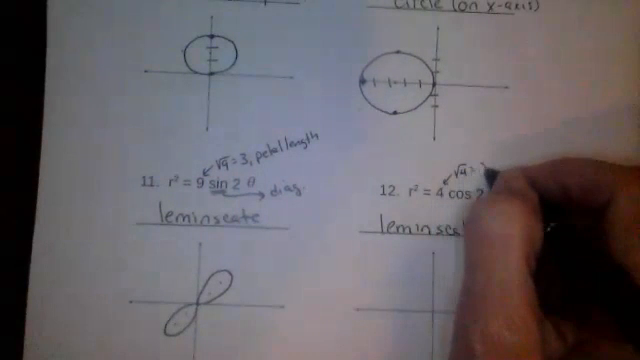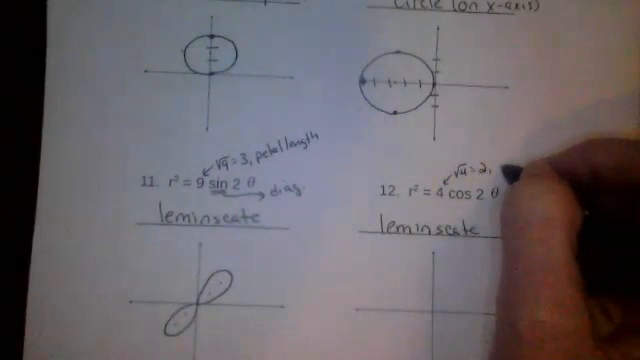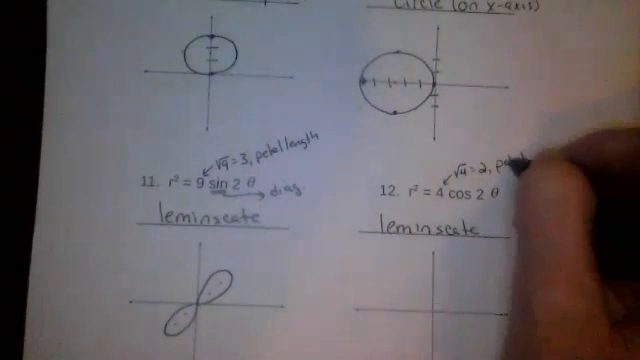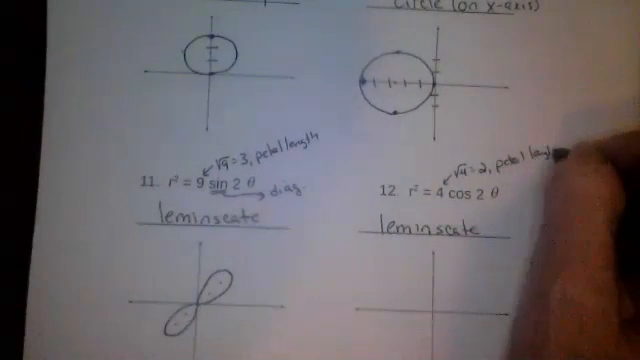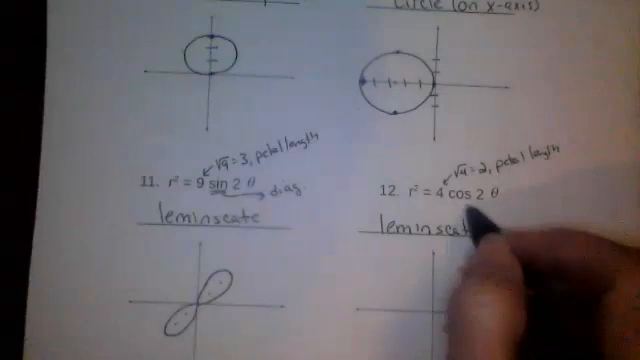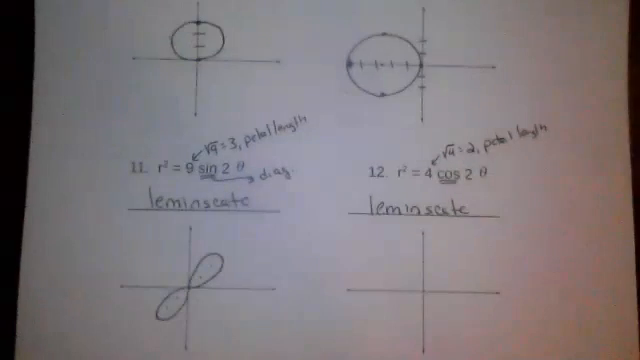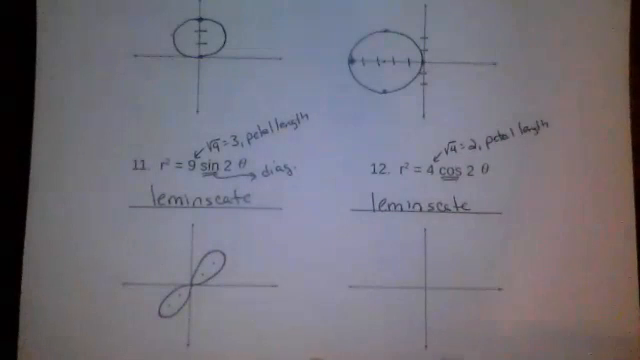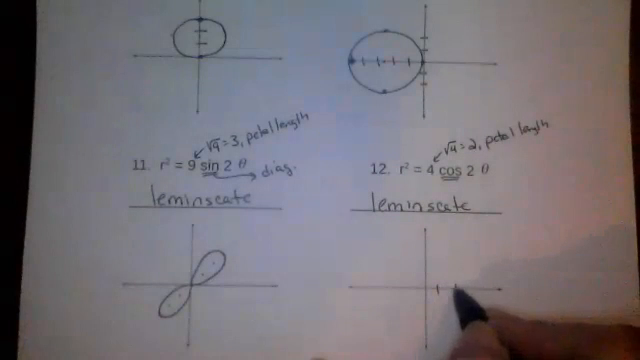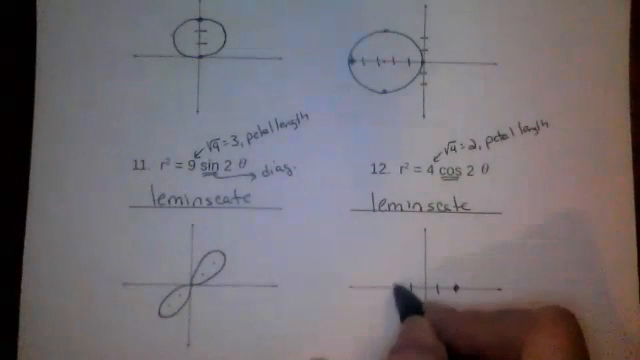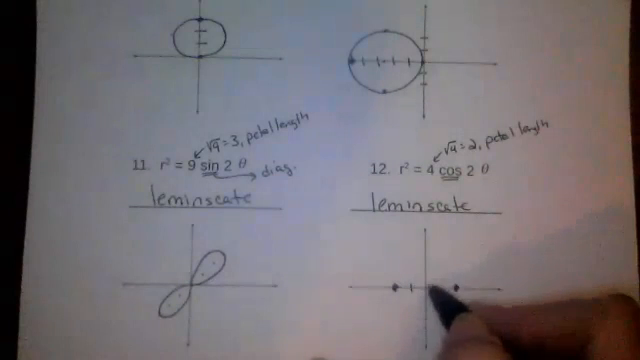Square root of 4 is 2, so that's going to be the petal length. This one is a cosine, so it is going to be on the x-axis. So we're going to go 2 units to the right, 2 units to the left, and there we go.